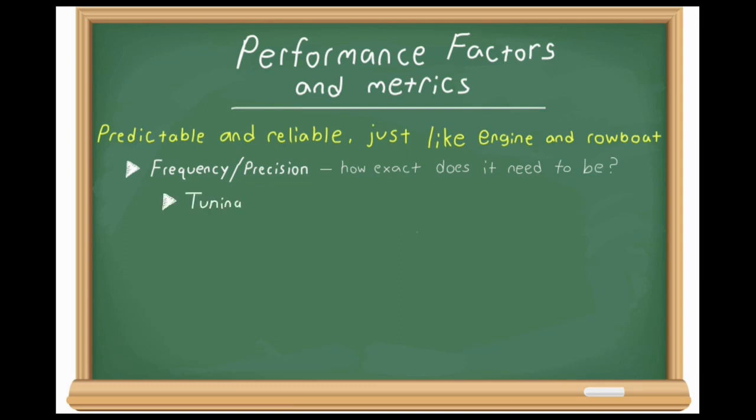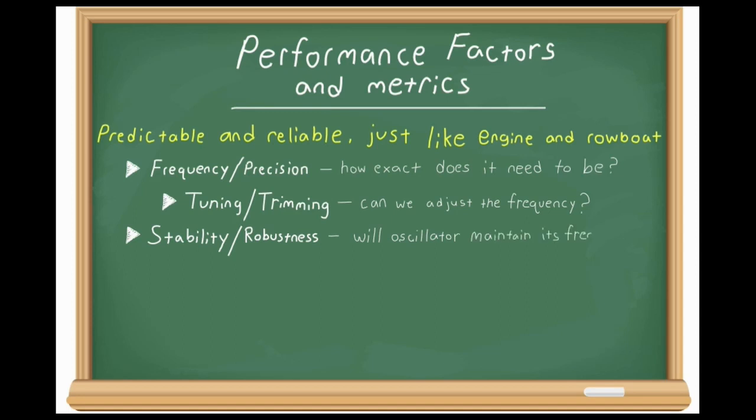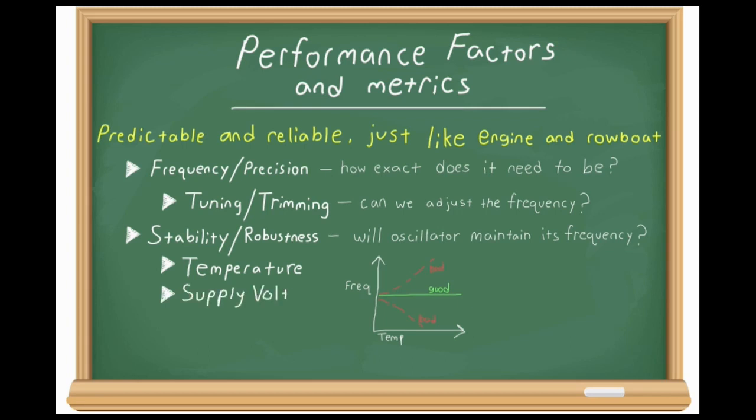Does the oscillator have any tuning or trimming ability that allows us to change the frequency? How stable or robust is the frequency? Will it maintain the same frequency across all of time, or will it vary? One of the factors that affects stability is temperature. Ideally, the frequency is constant across all of temperature, but in reality, the oscillator frequency will vary a little bit. Sometimes it might rise, or sometimes it might decrease. Another factor that affects the stability is supply voltage, which can influence the frequency the same way that temperature can.